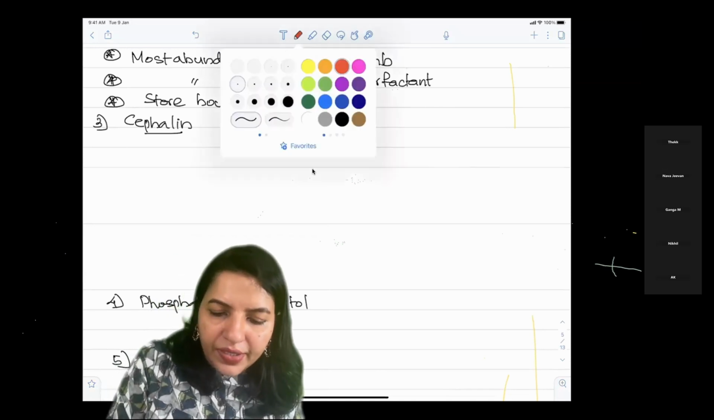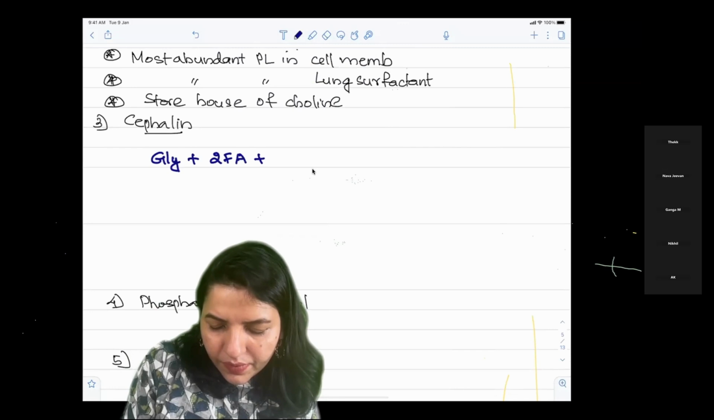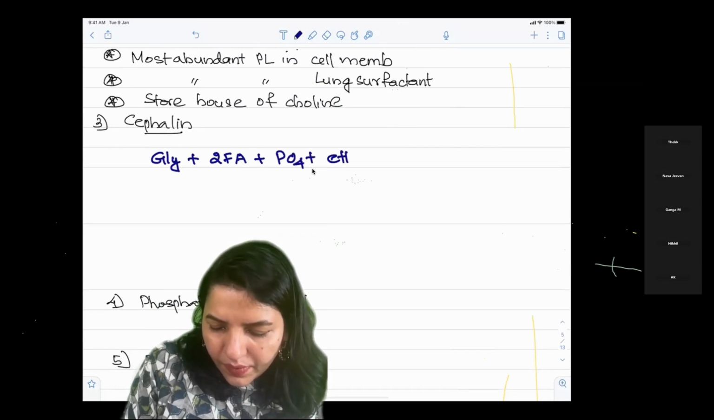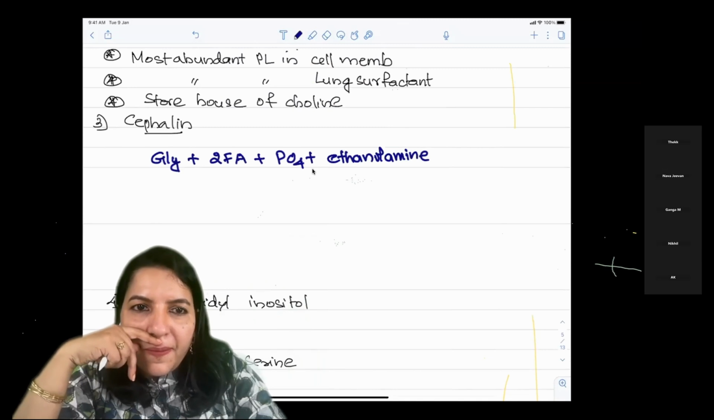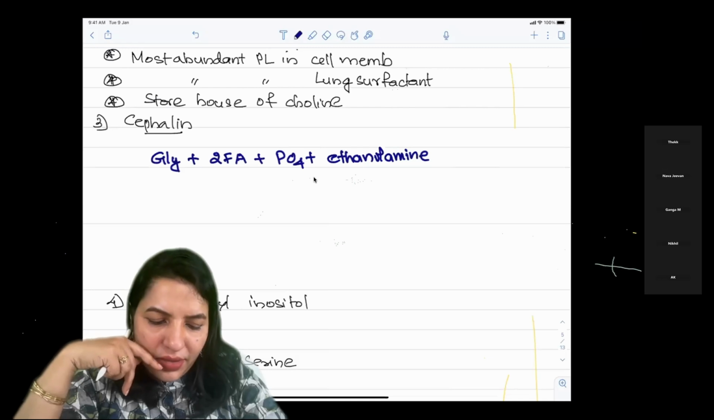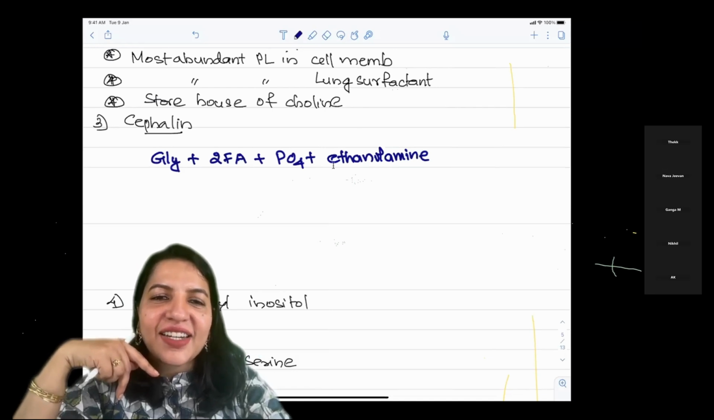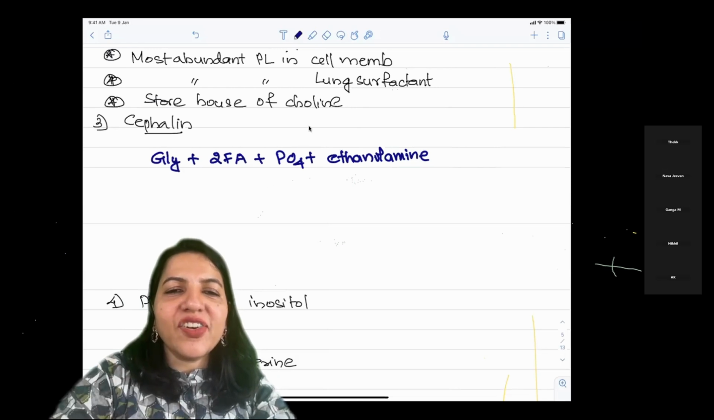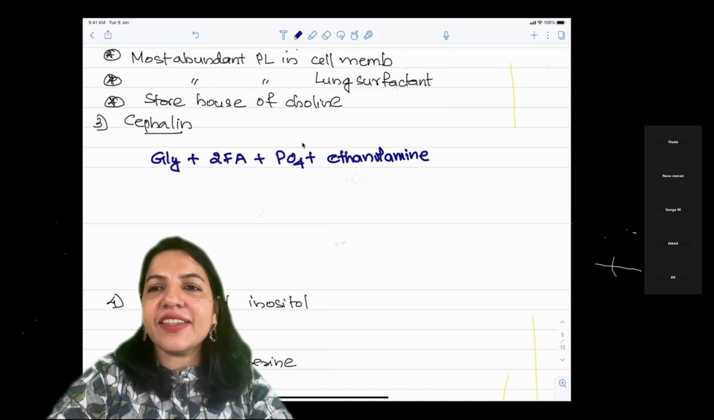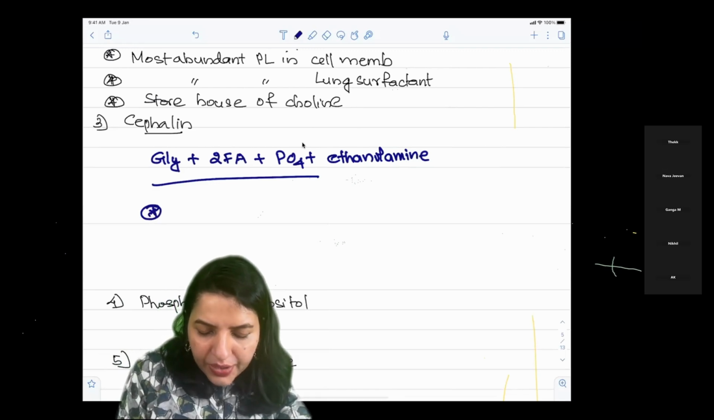Next is cephalin. What is cephalin? Again, I'm going to write, okay? Glycerol. Let me see who will answer this. What is this? Correct. Now you got it. So that is called phosphatidylethanolamine. This is phosphatidic acid plus ethanolamine. So where can you find cephalin? Cephalin is also present in the cell membrane.